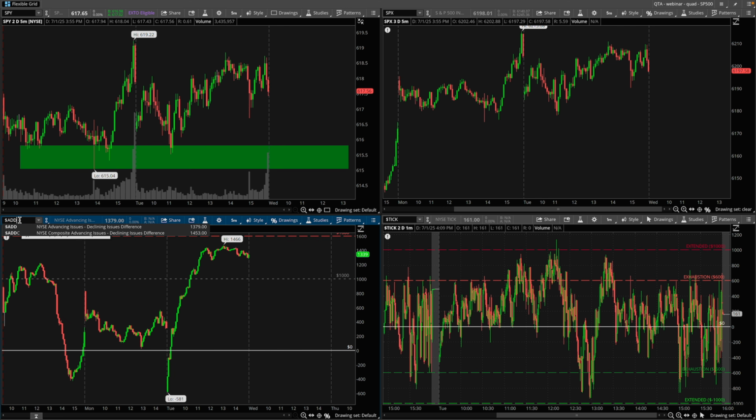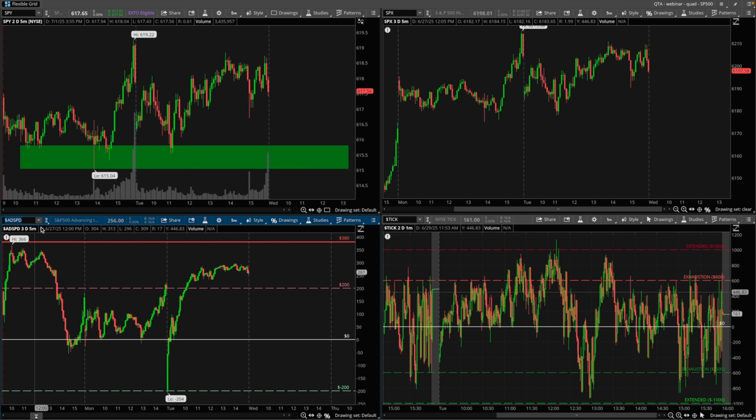The other indicator that I mentioned earlier is the ADSPD. This is for the S&P 500. We can see it right here, a clear uptrend all morning. So whether you use the ADD or the ADSPD, they were both showing the same thing.